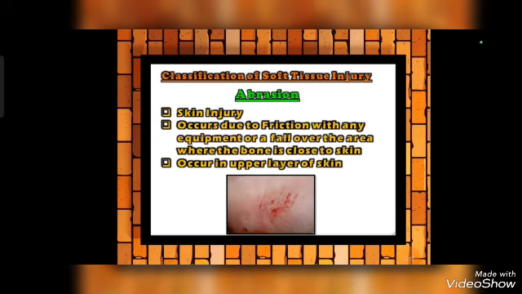Abrasion. It is a skin injury. It is usually caused by the friction with an instrument or equipment or a fall. It usually happens where the bone is close to the skin. It occurs in the upper layer of the skin.